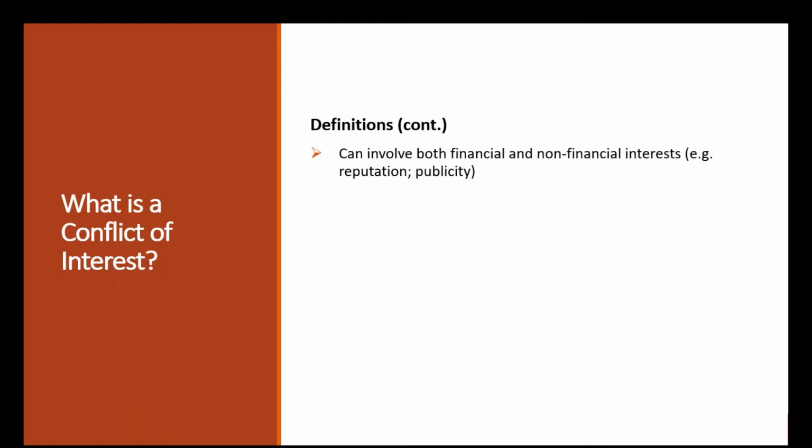The reputational and publicity benefits of that are a material non-financial benefit that we should also be concerned about. On this point, something that I hear quite commonly is people say, well, many people serve on nonprofit boards because, directly or indirectly, it enhances their reputation or their standing in the community. Is that a problem? Am I getting an impermissible non-financial benefit?